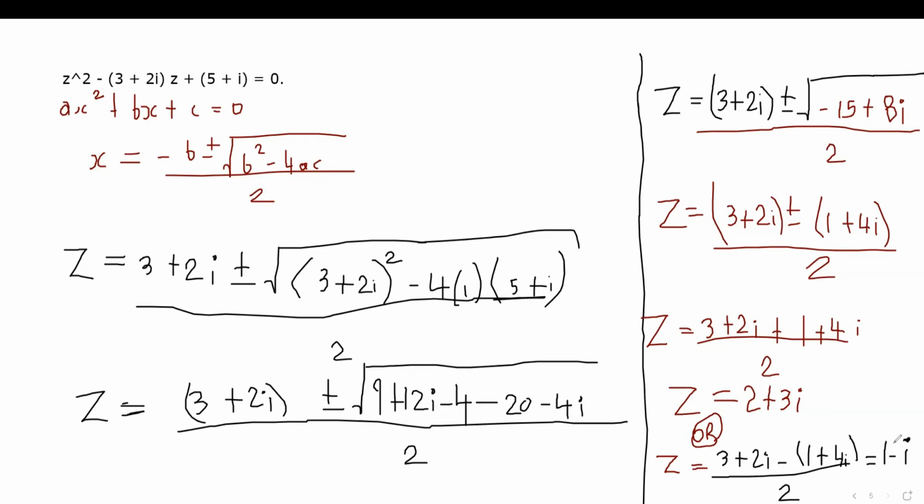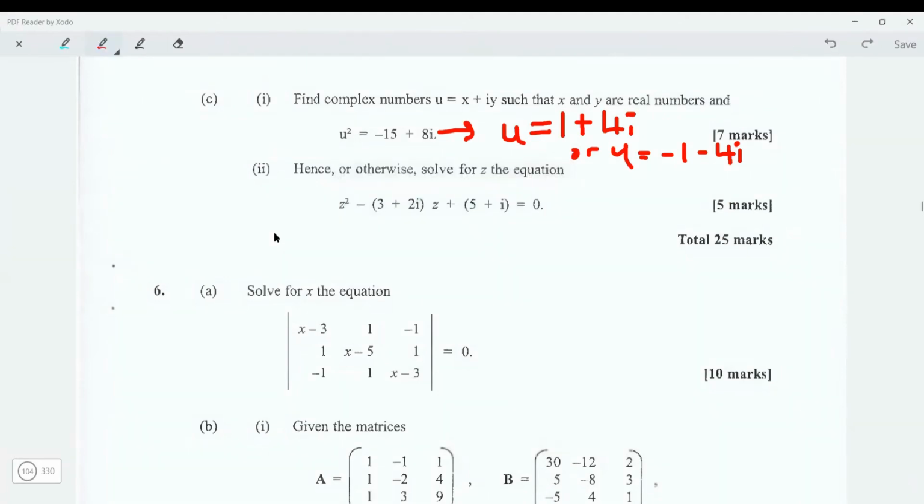So you get 2 plus 3i and 1 minus i. So that is z. z equals 2 plus 3i or z equals 1 minus i.